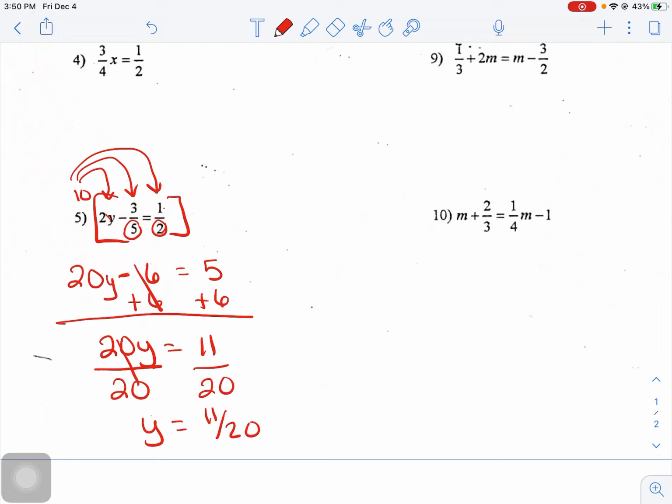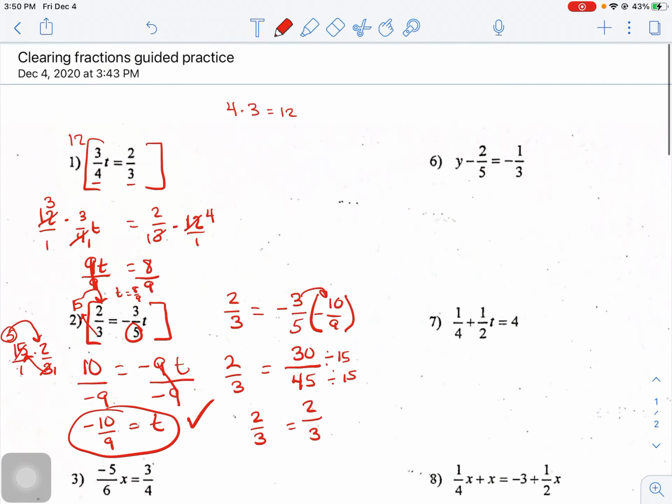And we can plug back in to see if that works. So 2 times 11/20 minus 3/5 equals 1/2. And you can use your calculator to check to make sure that the left side equals the same as the right. If it doesn't, then you did something wrong.